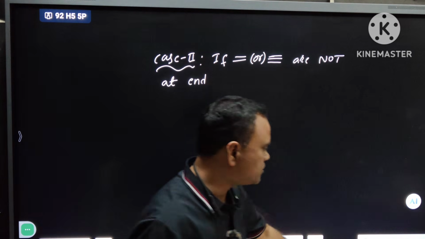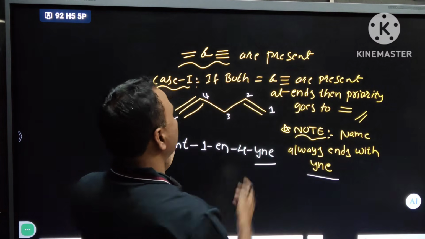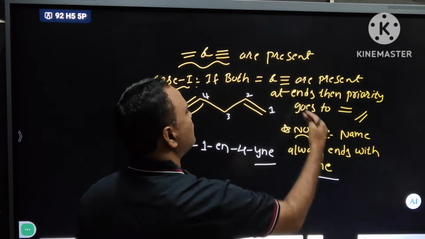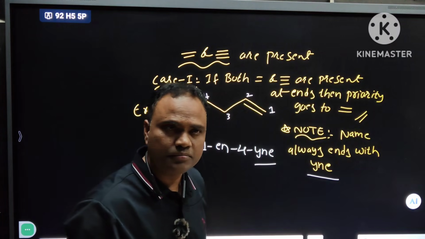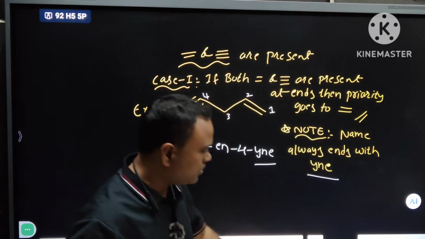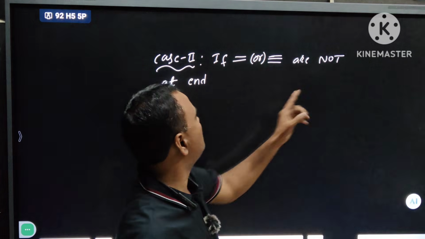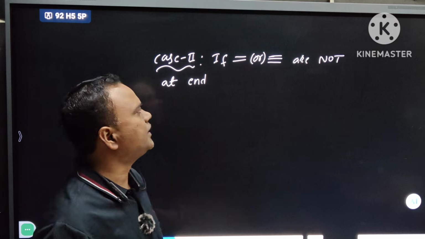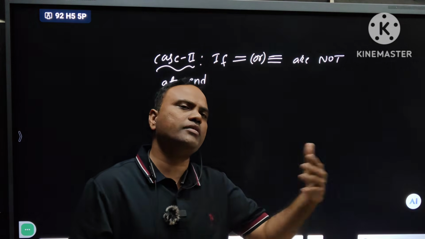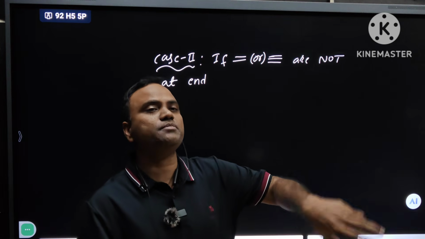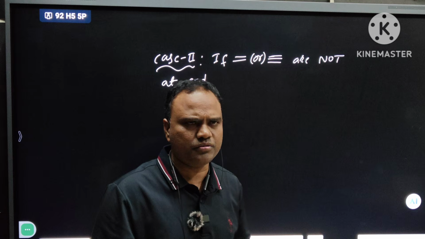In the last case, what happened? Both are present at the ends. Both are getting 1 numbering. If you go like this, 1. If you go like this, the triple bonded carbon is getting 1. This is a different case. Now, look at this. If double bond or triple bond are not at the end, meaning one is present at the end, the other one is present in the middle or some other position.